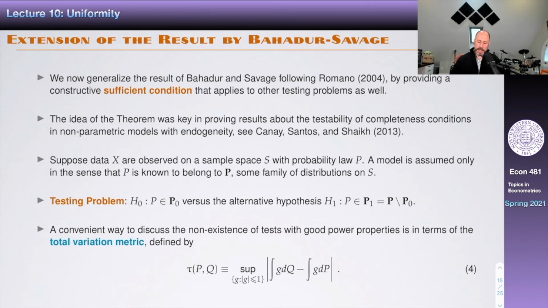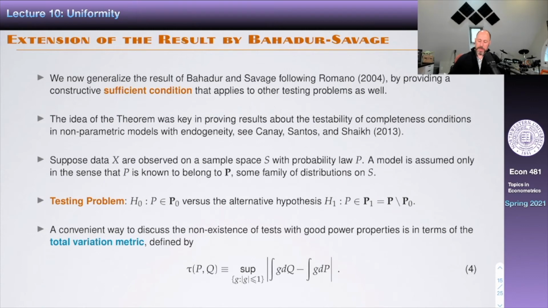We're going to generalize the result of Bahadur-Savage following a paper by Romano, 2004, which is a very clean and nice paper for this. And then everything I'm going to take for the rest of the class is going to be taken from that paper.